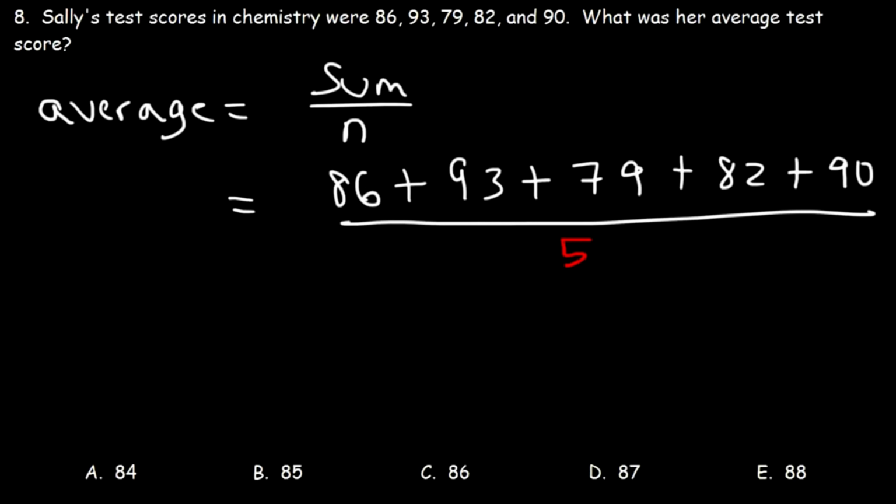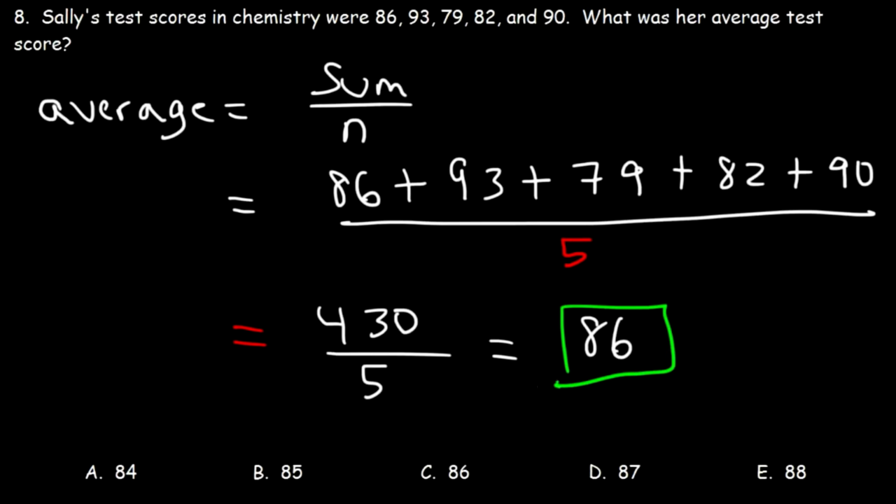86 plus 93 plus 79 plus 82 plus 90, that's equal to 430. So now we need to divide 430 by 5. So this will give us an average of 86. So that's her average test score, which means that C is the right answer.